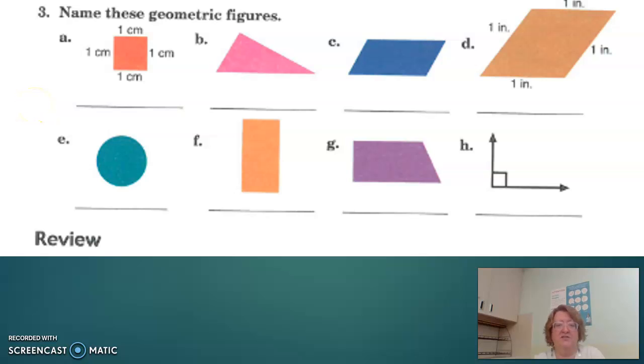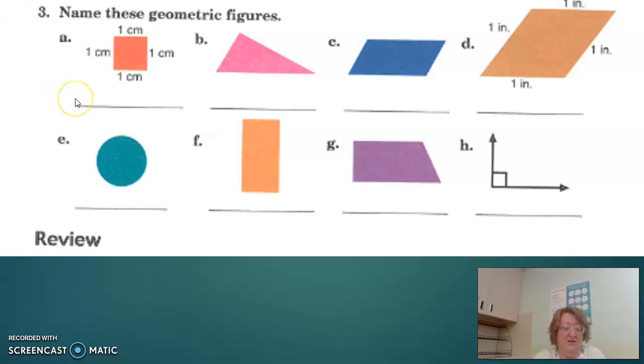All right, hopefully we'll be able to continue with this. If not, you should have just gone ahead and finished section 3 in the review. However, let's have one person at a time, starting with Trey, come to the board and write in what the name of the geometric figures are, and then we will review those answers.